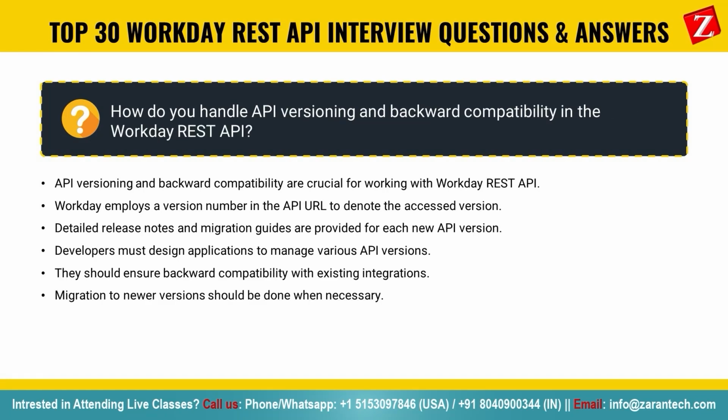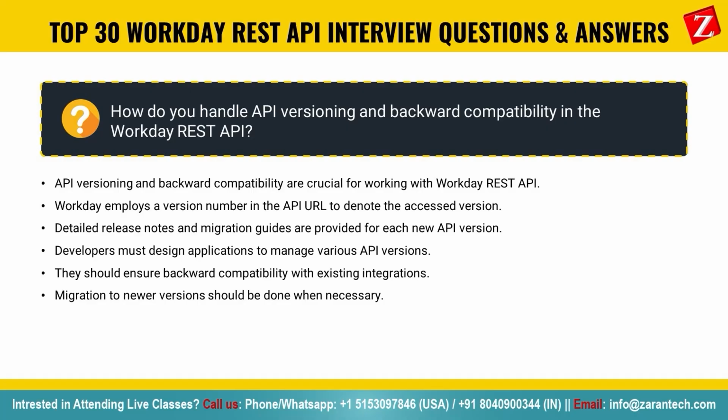How do you handle API versioning and backward compatibility in the Workday REST API? API versioning and backward compatibility are key aspects of working with the Workday REST API. Let's break it down. Workday employs a straightforward approach to API versioning. Each API is assigned a version number, which is included in the URL when accessing it. This ensures that developers can specify which version of the API they intend to use.